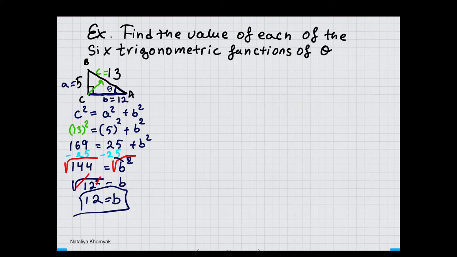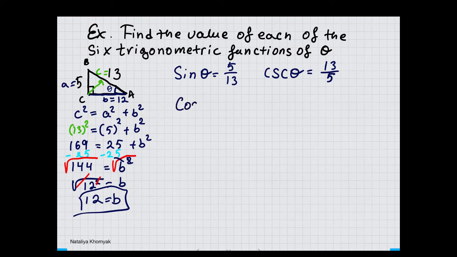Now we need to find the value of each of the 6 trig functions. So we need to find sine of theta. Sine is opposite over hypotenuse. Opposite of theta is 5. Hypotenuse is 13. Once you know what the sine is, you already know what cosecant is. And you just flip the fraction, 13 out of 5.